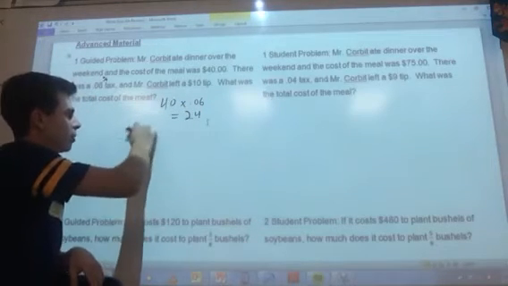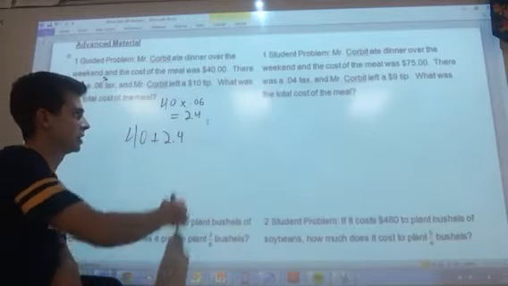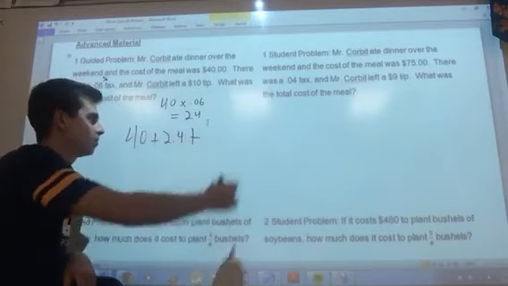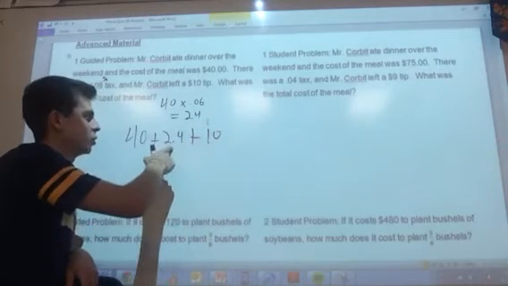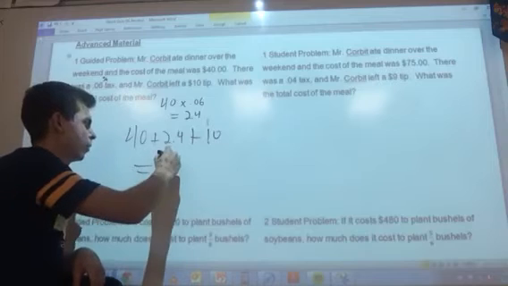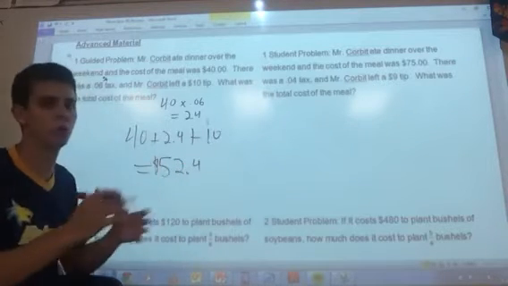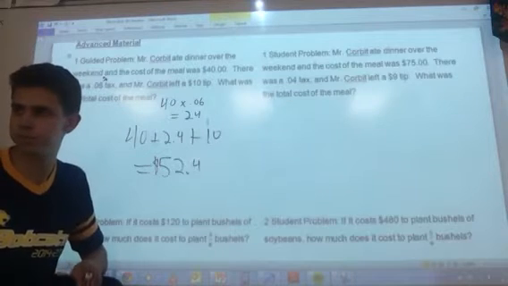So now we have the three parts. We have $40 for the cost of the meal, 2.4 is the tax, and then $10 is the tip. Add all of them up and we get $52.4 as the total cost of the meal.